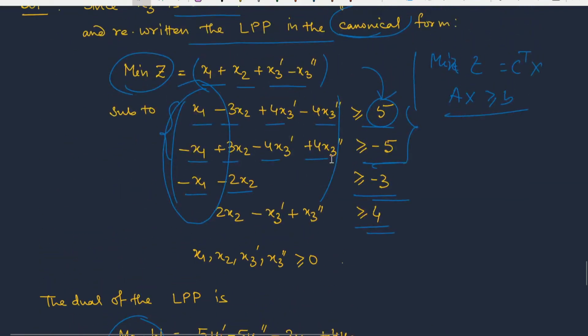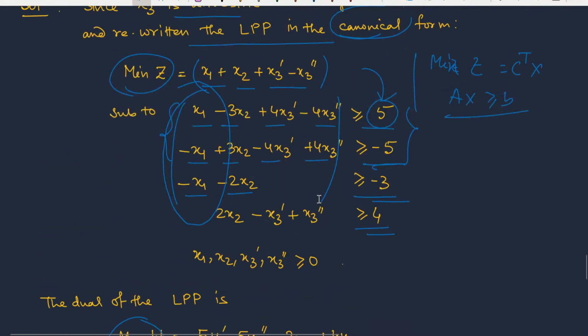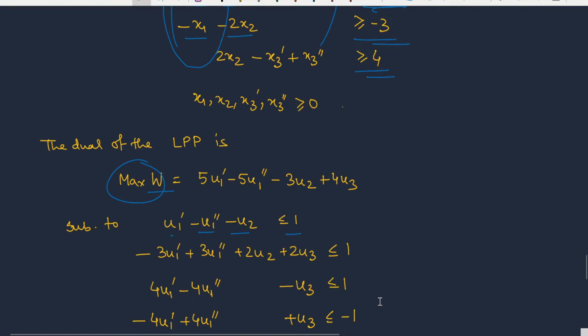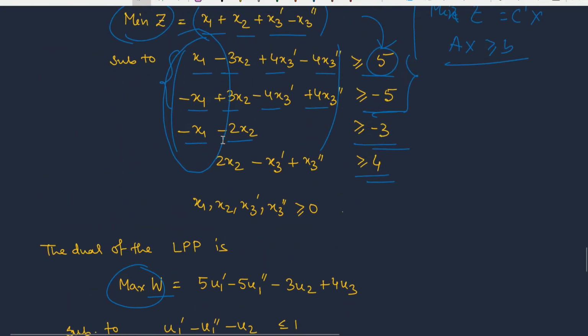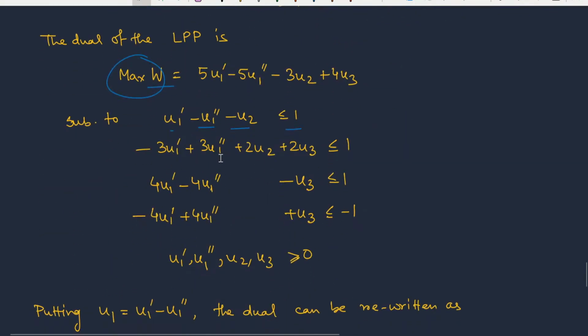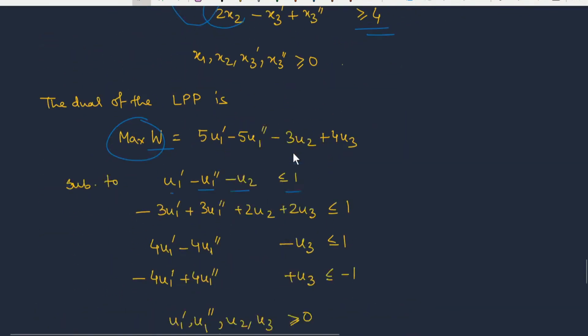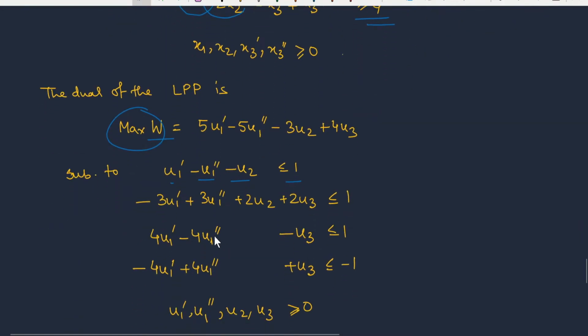The minimization problem is the primal problem and this is the dual problem, therefore the greater equal to type inequalities in the primal problem change to less equal to type inequalities. And the second constraint we write from this vector: minus 3 plus 3 minus 2 plus 2.